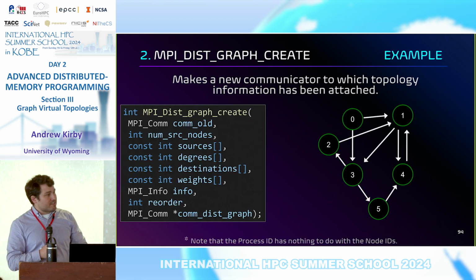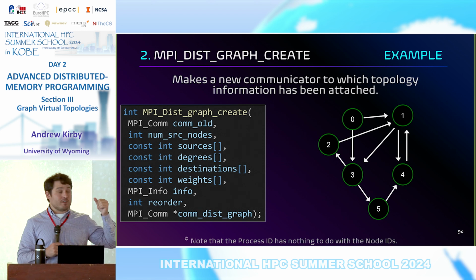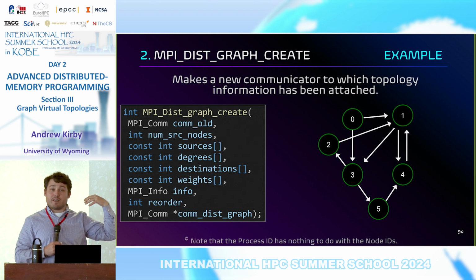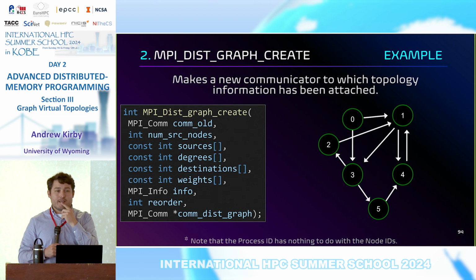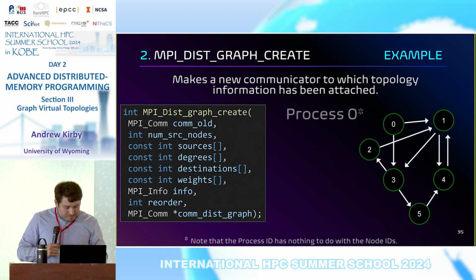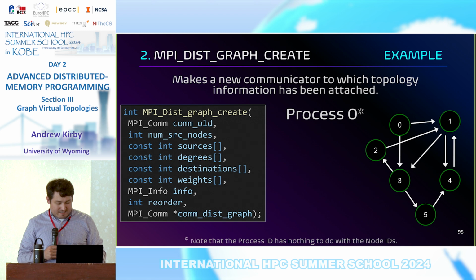Okay, here's the fun little function call. Again, this is a little bit more generic, right? So we have to give nodes, sources, where is information coming from, because now it's directed edges, right? It's degrees, we'll see, destinations, and you can now give it weights. How important are these communications? Okay, and as on the bottom, a little caveat, process ID has nothing to do with actual node IDs.